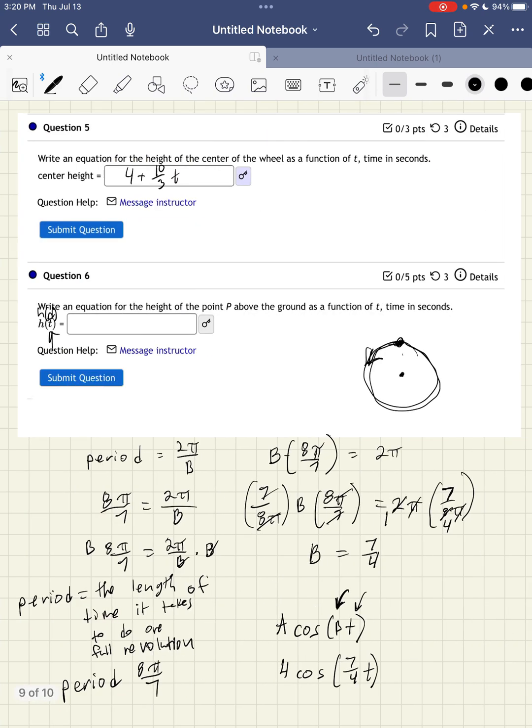So all we have to do is add the prior equation that we have up here, the 4 plus 10 over 3t, and there's our final equation for the height of the point above the ground as a function of time t in seconds.